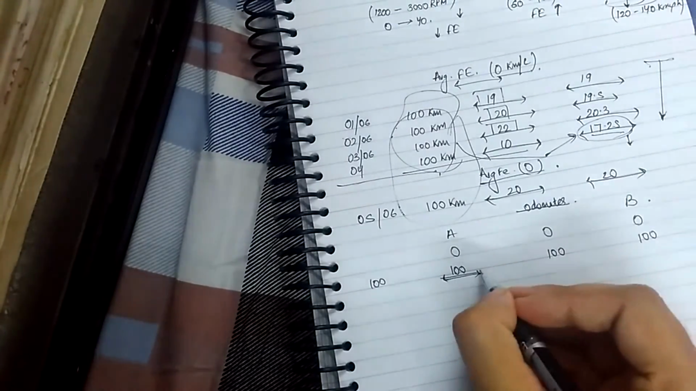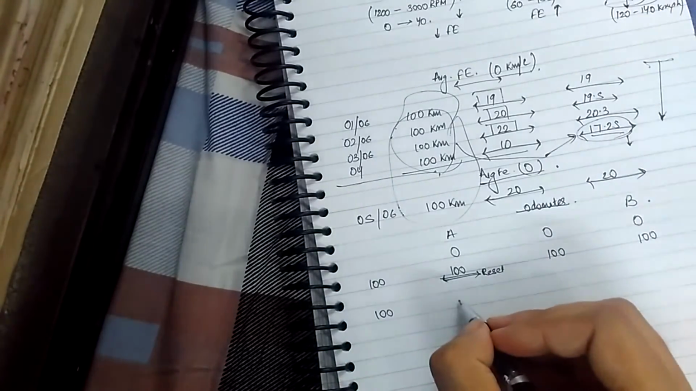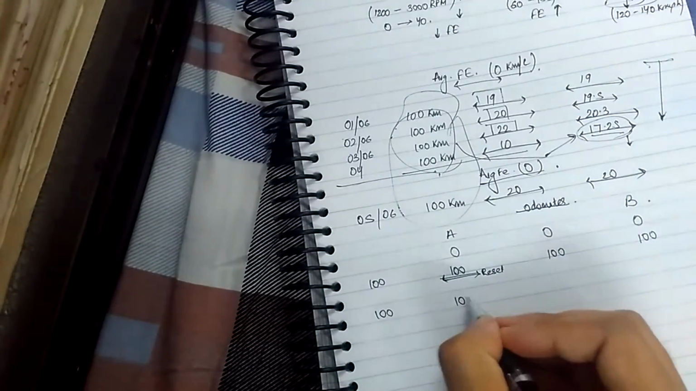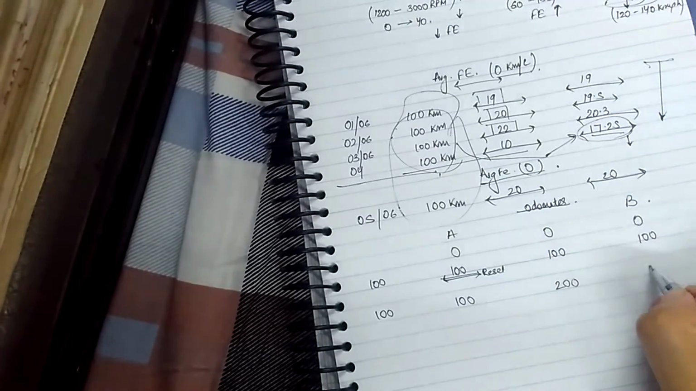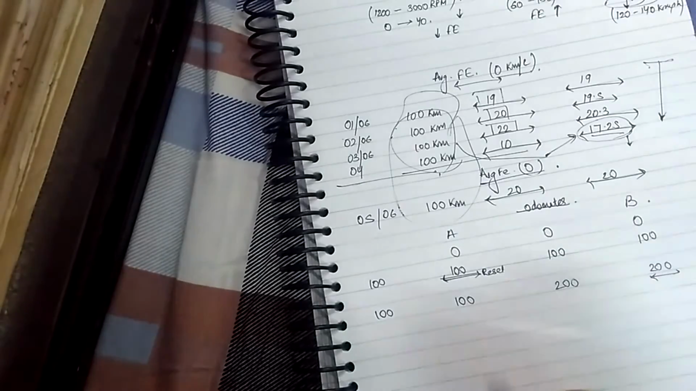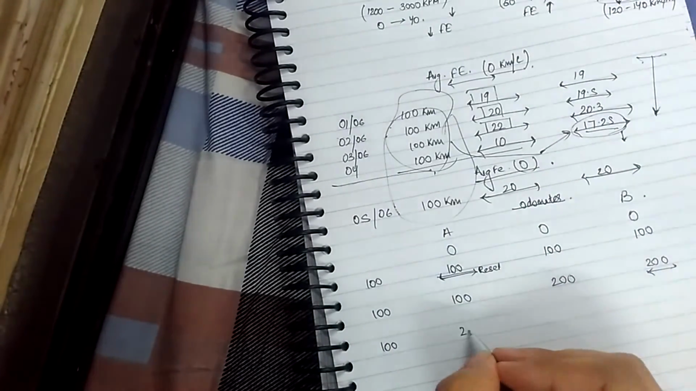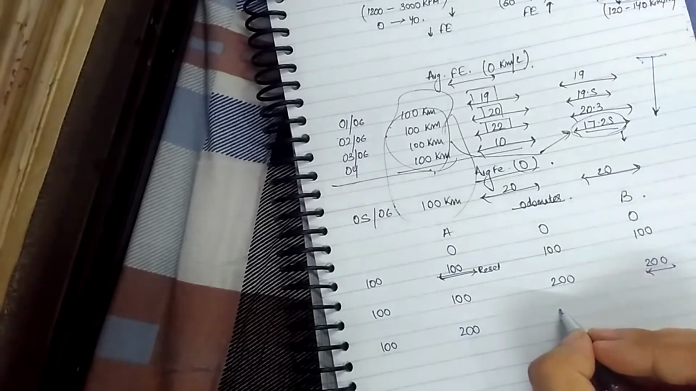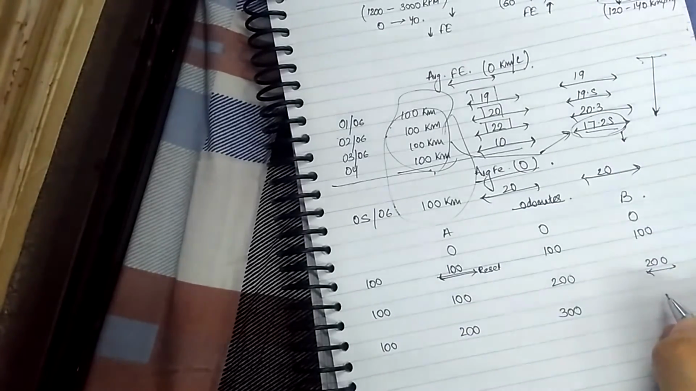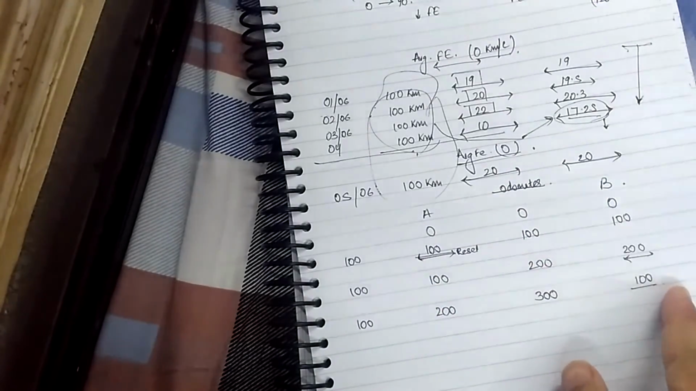Alright, you reset. Now when you make another 100 kilometer journey, this will be at 100, this will be 200, this will be 200. Now you reset the B meter. So making another 100 kilometer journey, this will be 100 plus 100, 200, 200 plus 100, 300, and this will be at 100, which shows that these two are independent of the odometer and independent of each other also.